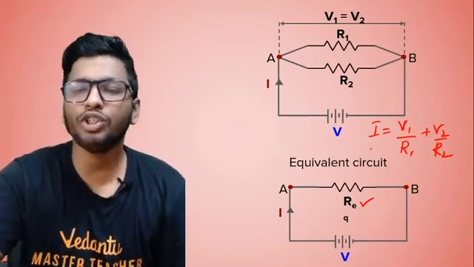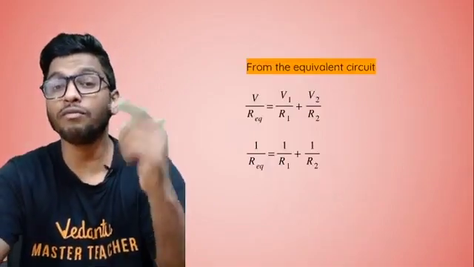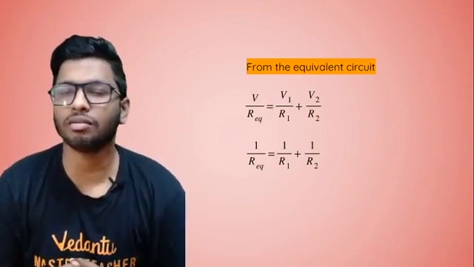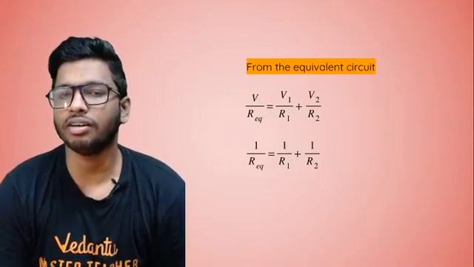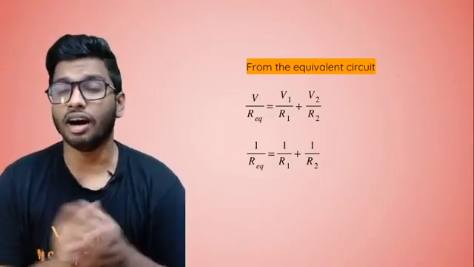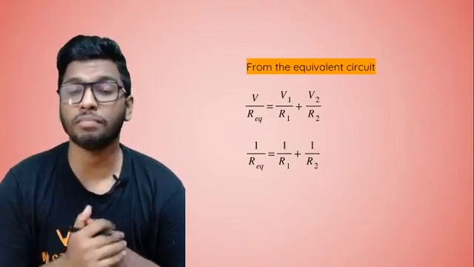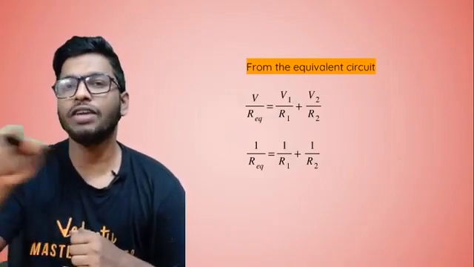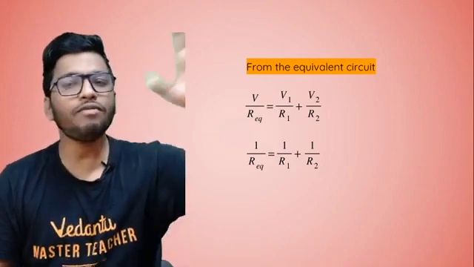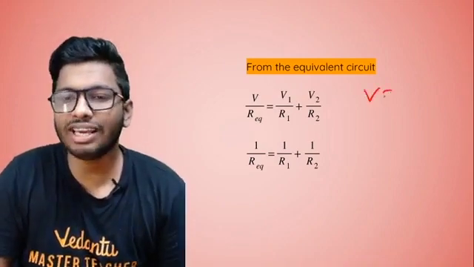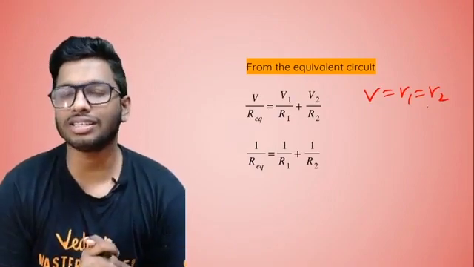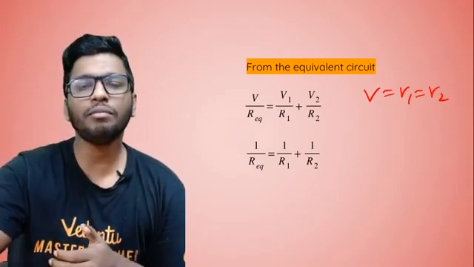Now, in place of I, we can represent it as V by RE. So V is nothing but the potential difference supplied by the battery, and RE is nothing but the equivalent resistance. So I'm going to put it as V by RE. Now we have already seen that V is equal to V1 is equal to V2, because the voltage across the 2 points is going to be the same.